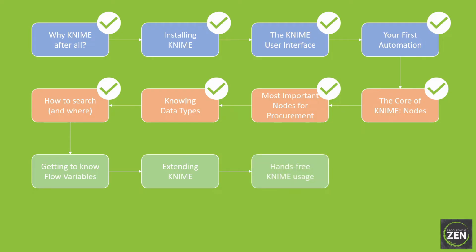But we're still not done. Another chapter in module number 3 is how we can automate Knime automation. Sounds very meta, I know, and indeed it is. But it helps you to do routine tasks frequently automated.